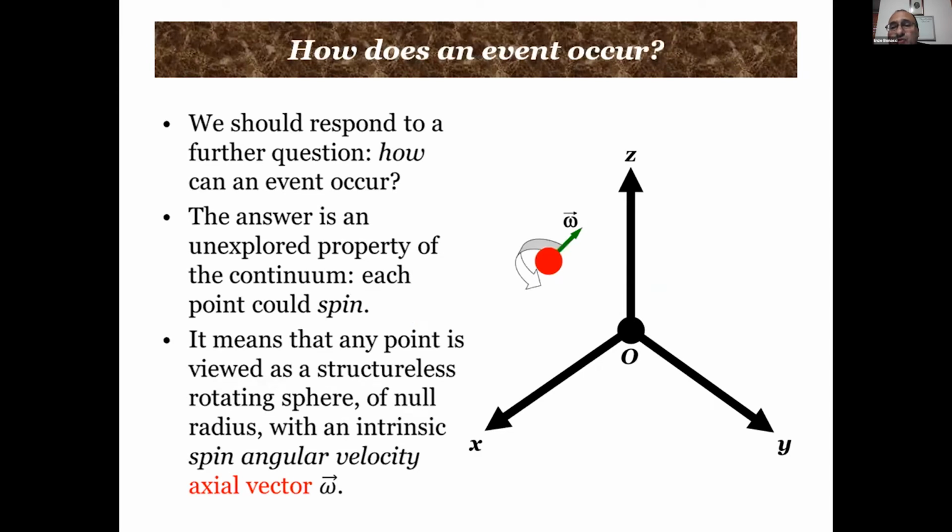How does an event occur? We should respond to a further question. How can an event occur? The answer is an unexplored property of the continuum. Each point could spin. It means that any point is viewed as a structureless rotating sphere of null radius, with an intrinsic spin angular velocity axial vector omega.